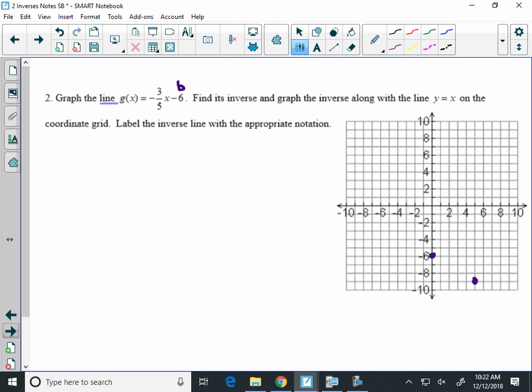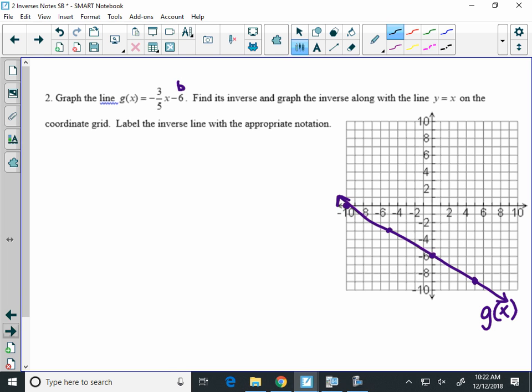Now, keep plotting your points here till you run out of room. You can connect those. Oops, it's not super straight, but it's good enough. And we'll say that that line is called g of x. They want us to label it again. That's where we started. Now we're going to find its inverse.